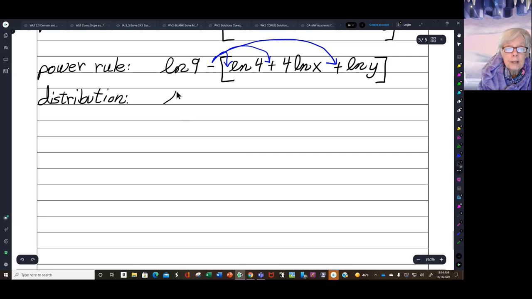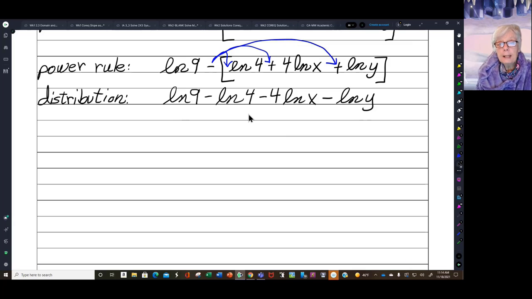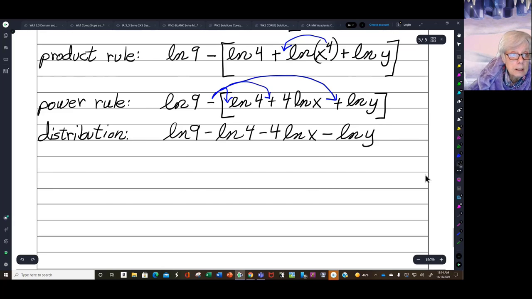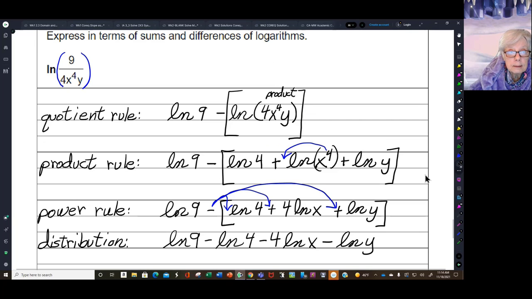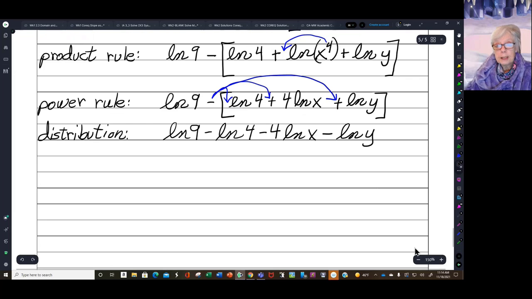So, we'll have the ln of 9 minus the ln of 4 minus 4 times the ln of x minus the ln of y. And that should be the answer if I didn't miss anything, and I don't believe I did. Yep. There you go. This one was easier than the other one. I should have put this first.